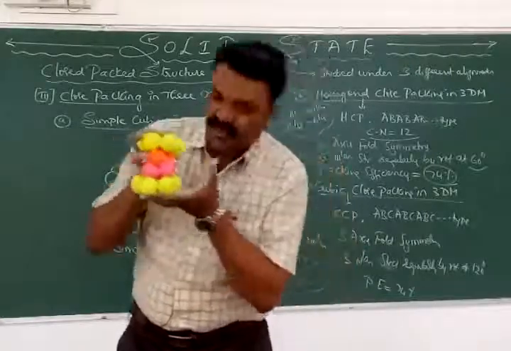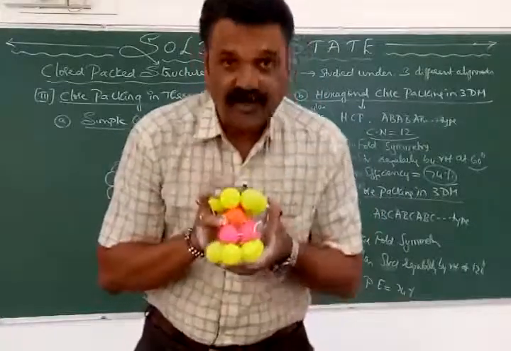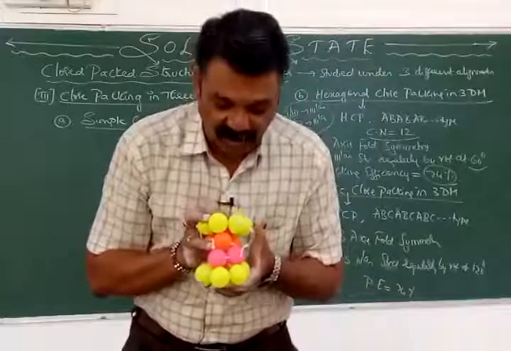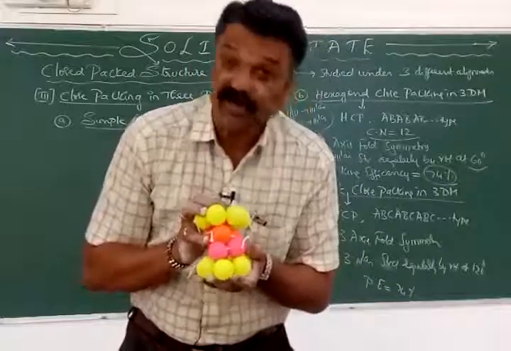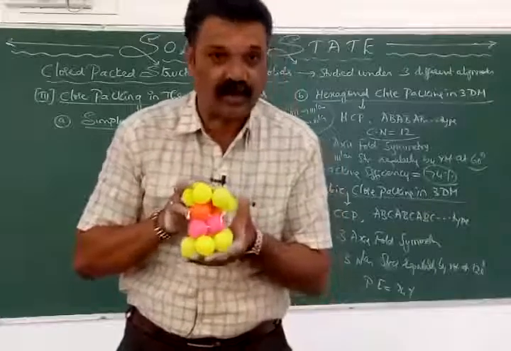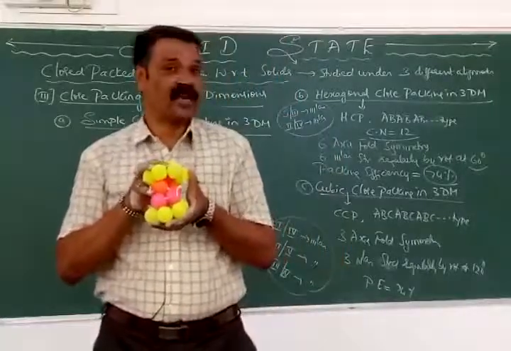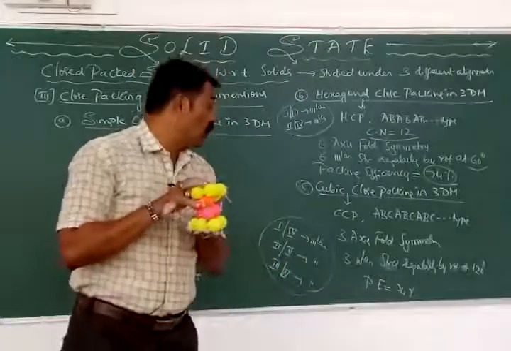Can you say that the first and then the fourth layer are found to be quite similar here? The first layer and fourth layer are quite similar. Similarly, we can have the second with respect to the fifth, which I have not mentioned here, and then the third one with respect to this one. Therefore, this is called cubic close packing.